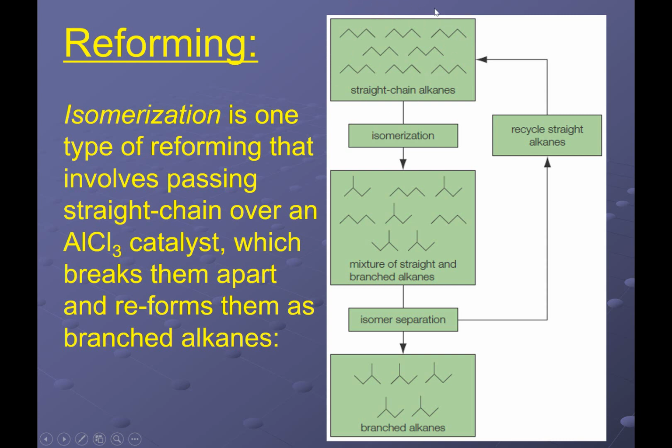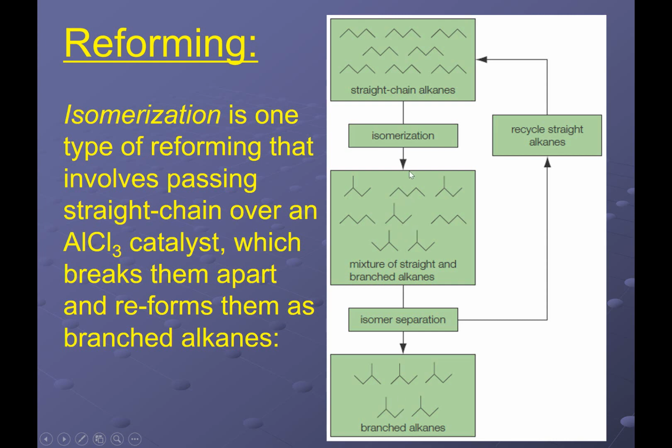Unfortunately, out of that typically comes a lot of straight chain alkanes. If I can somehow isomerize it over that zeolite, if I can actually break them apart and reattach them, I can form structural isomers. So in this case, I now have a mix, some straight, some branched chains. I can try to separate off the branched ones.